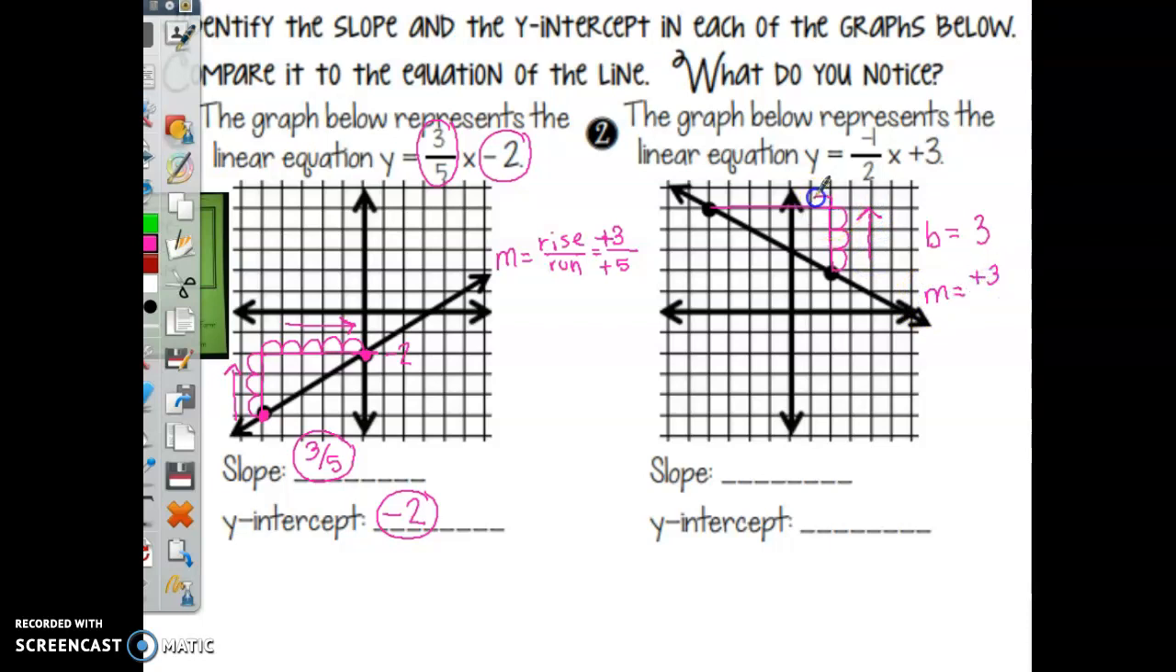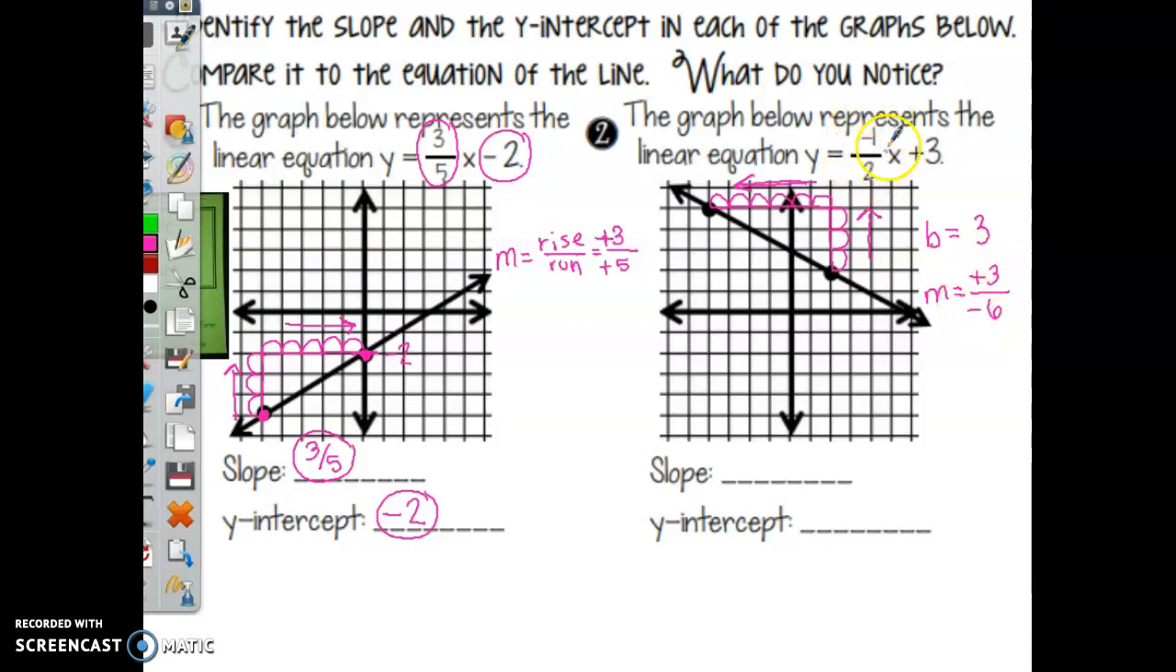And going 1, 2, 3, 4, 5, and 6 units to the left, well, any movement towards the left is going to be negative, so over -6. Positive 3 over -6. That's what we just found as our slope.